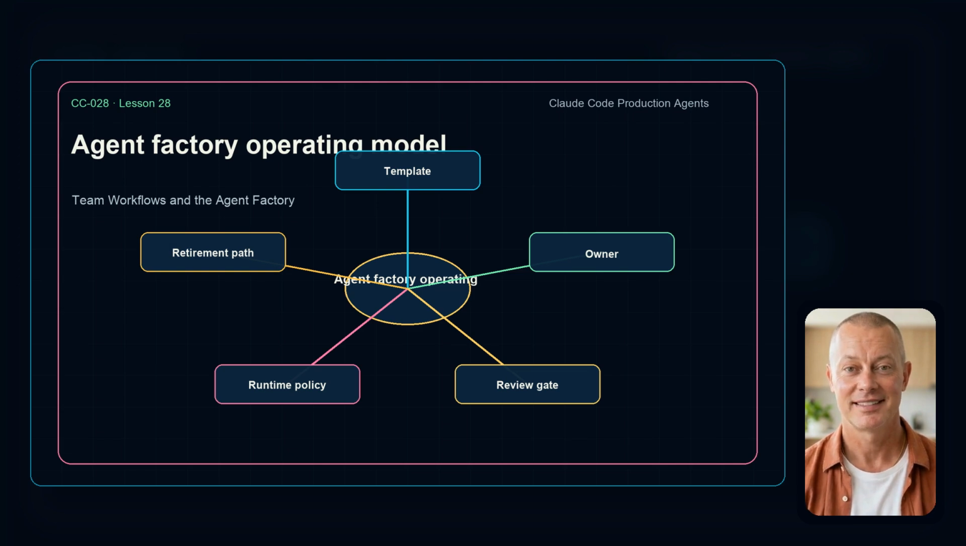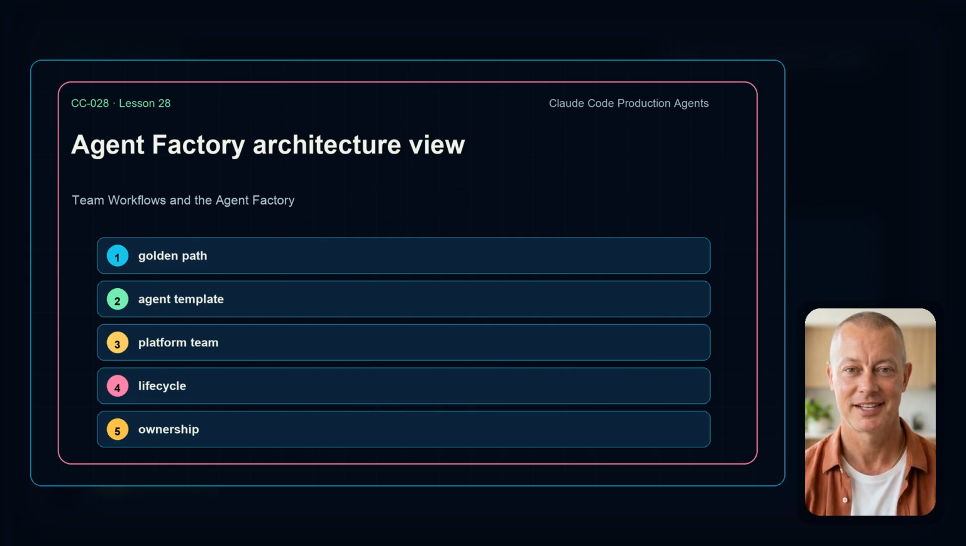The visible artifact is the agent factory operating model. It has five parts: template, owner, review gate, runtime policy, retirement path. Those parts turn an abstract concern into a concrete review conversation. This part of the visual map matters because it shows the actual moving pieces: golden path, agent template, platform team, life cycle, ownership. If one of those pieces is invisible, the team will struggle to operate the workflow under pressure.